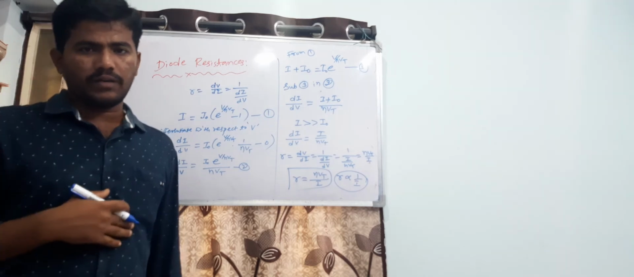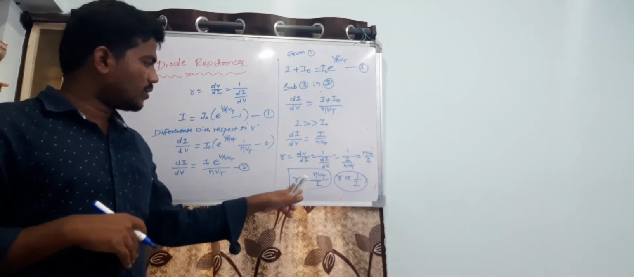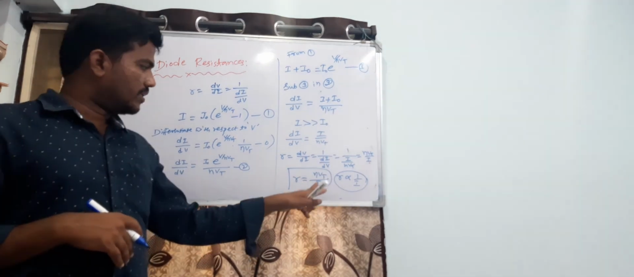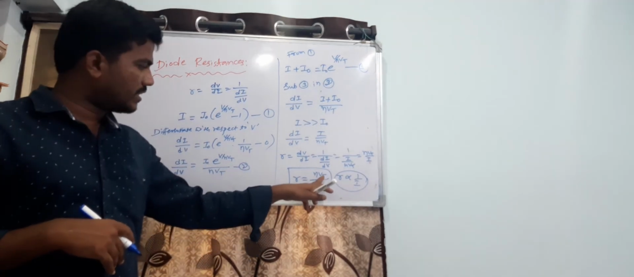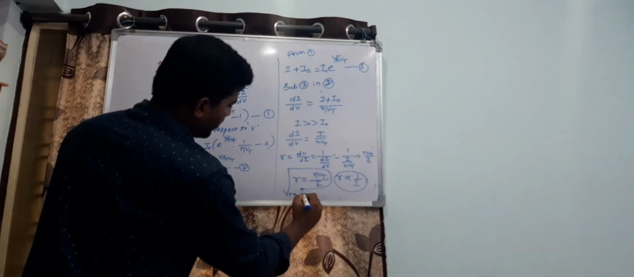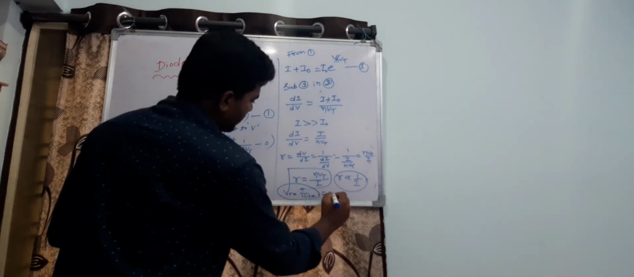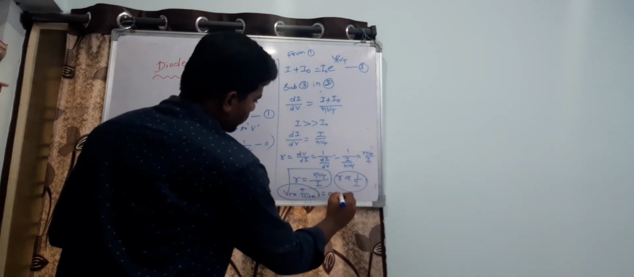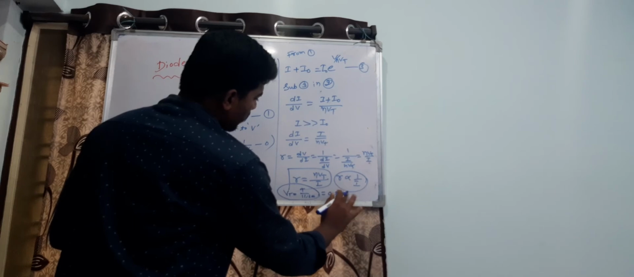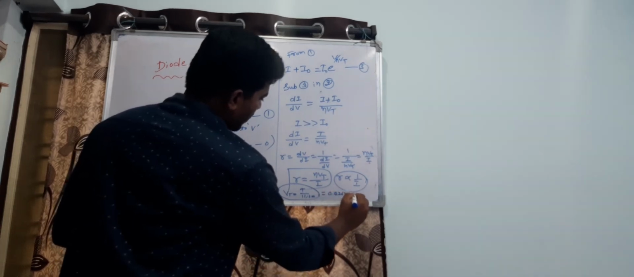That's what you have to remember. So what is the derivation, what is the formula for the dynamic resistance? R is equal to eta Vt by I. This eta is the ideality factor and Vt is the thermal voltage. Vt is equal to T divided by 11,600. We have seen this many times. At room temperature, this Vt value will be 0.026 volts, not 26. 0.026 volts or 26 millivolts.